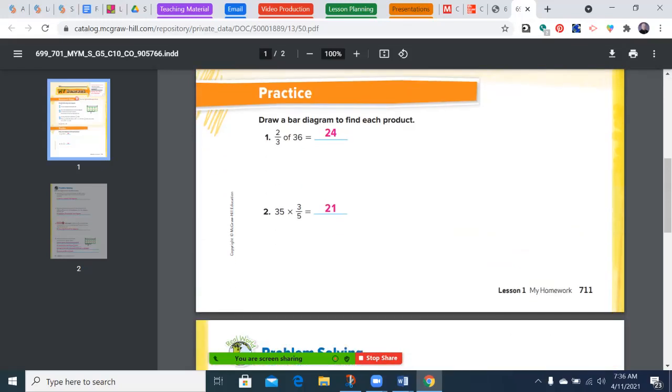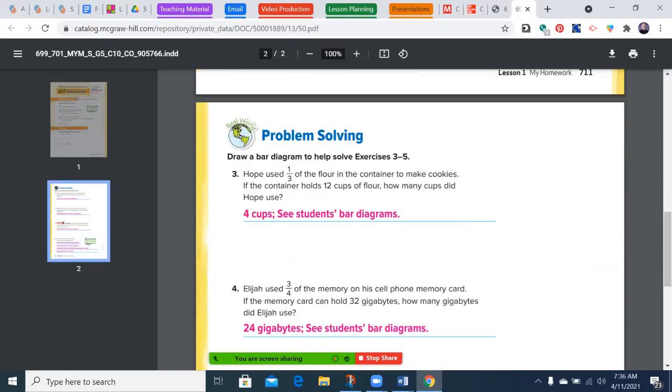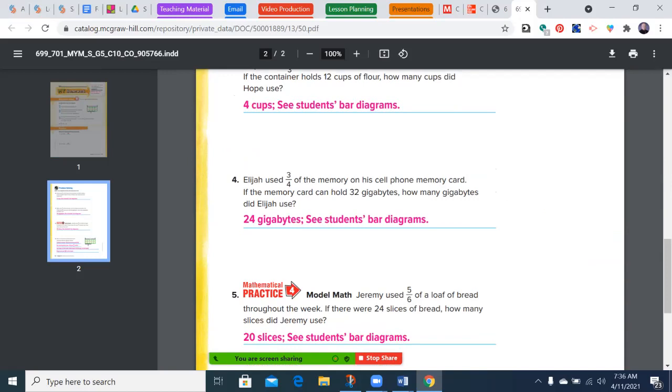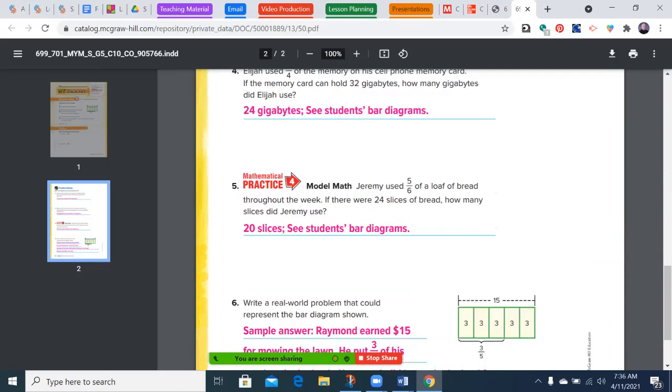It's 2/3 of 36. 36 divided by 3 was 12. 12 times 2 is 24. 35 divided by 5 is 7, times 3 is 21. 12 divided by 3 is 4. 4 times 1 is 4. 32 divided by 4 is 8. 8 times 3 is 24. 24 divided by 6 is 4, times 5 is 20.